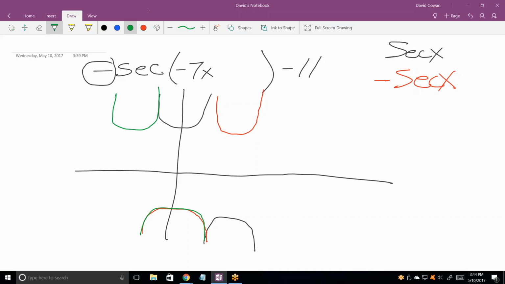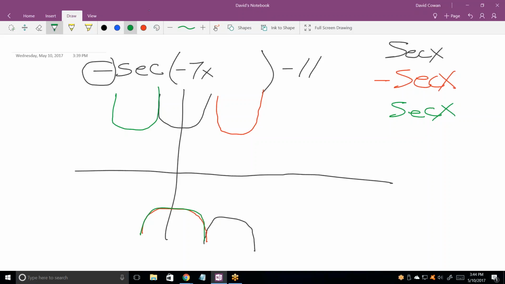In other words, my green is secant x. It's just two different periods. It's this period, the green at the bottom, and I've shifted it over on the left. But always remember, secant x goes from negative infinity to infinity. The domain is everywhere.